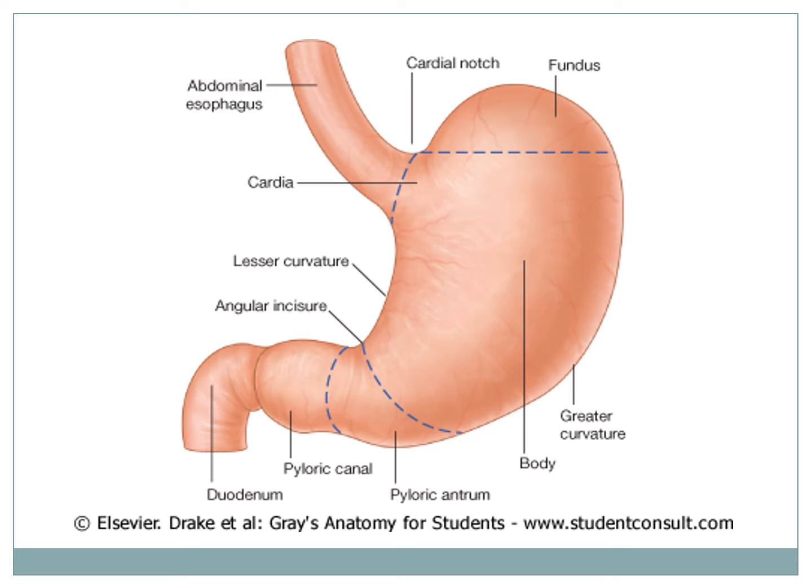A sulcus intermedius intervenes between the pyloric antrum and the pyloric canal. The length of the pyloric part is about 10 cm, of which the pyloric antrum is about 7.5 cm and the pyloric canal 2.5 cm. So these are the parts of the stomach.